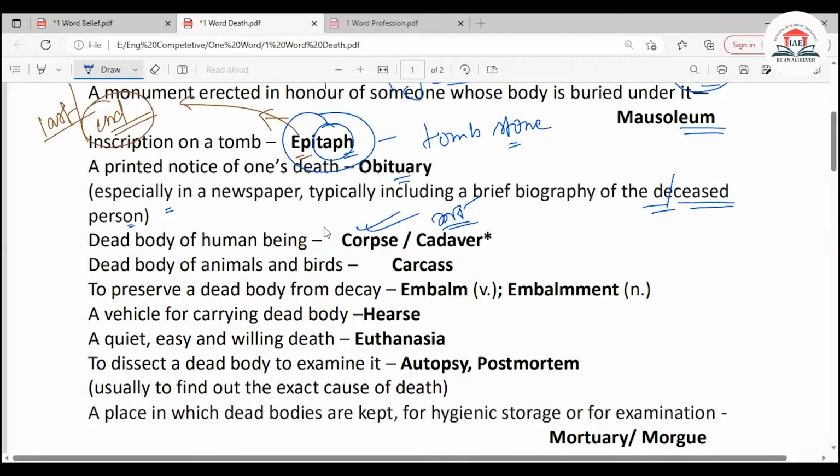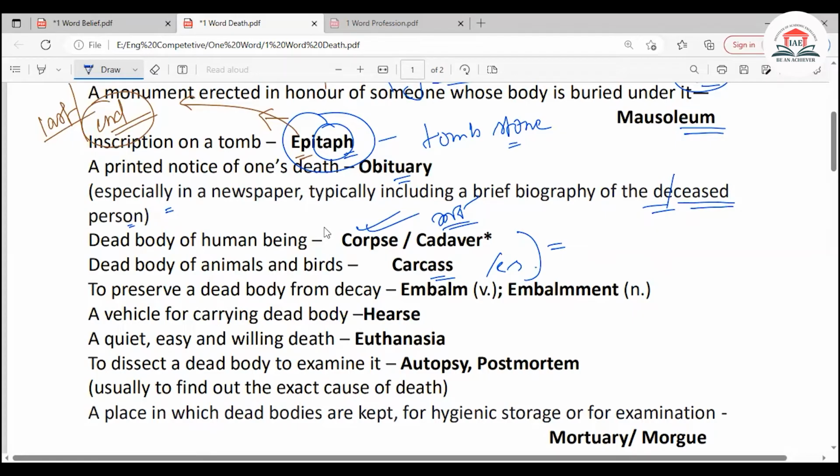Fine. The next word is carcass. It is also the dead body, but it is not of a human being. In case of animals or birds, we call it carcass. And a plural is carcasses, right? So we have a good conception of corpse and carcass.